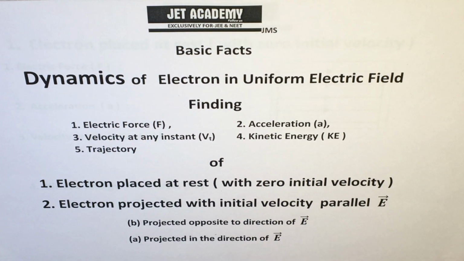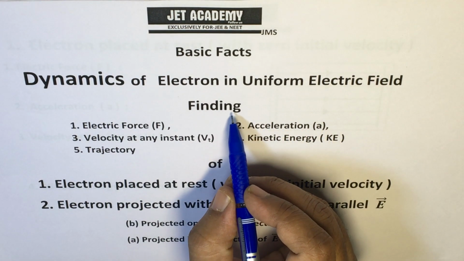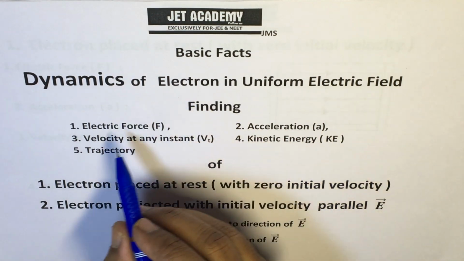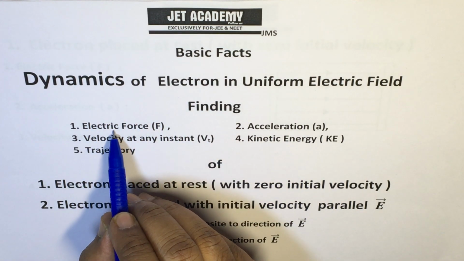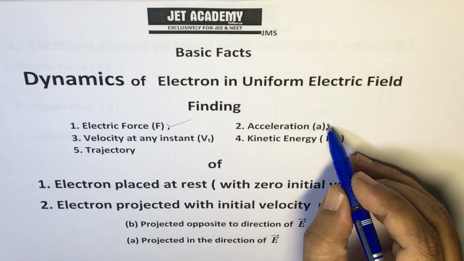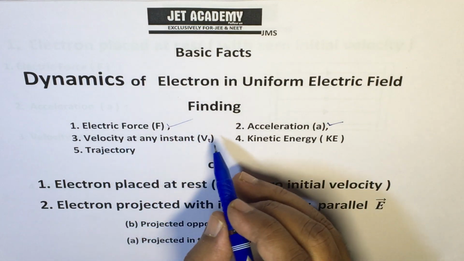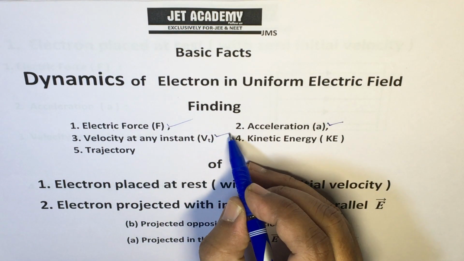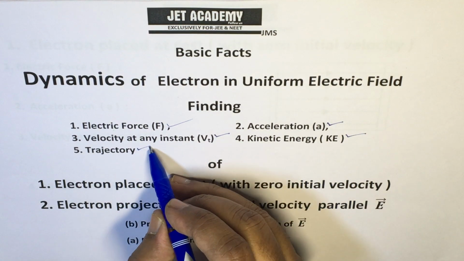Dynamics of an electron in a uniform electric field. Today we'll find what is the electric force experienced by an electron in a uniform electric field, the acceleration of the electron and its velocity at any given instant of time, and the kinetic energy of the electron and the trajectory of the electron.